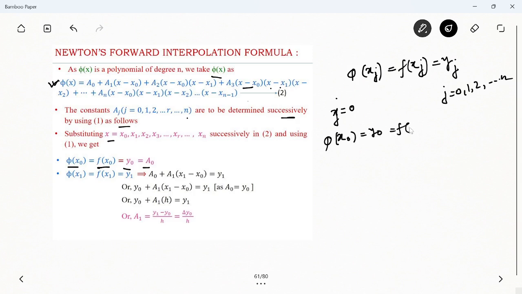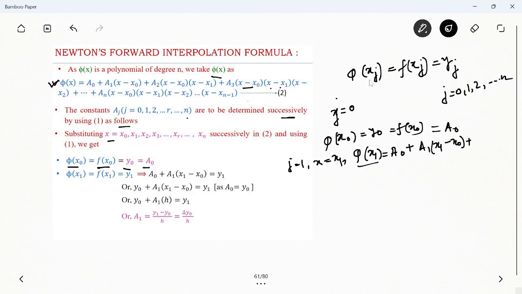So that means f of x0, if we are putting this 0, this equals a0. Similarly, if we are putting j equals 1, that means x equals x1, what are we getting in equation number 2? Phi of x1 equals a0 plus a1 into x1 minus x0 plus, for a2, x is x1, so x1 minus x0 and x1 minus x1, which is 0. So if we are putting all the terms, all will be 0.